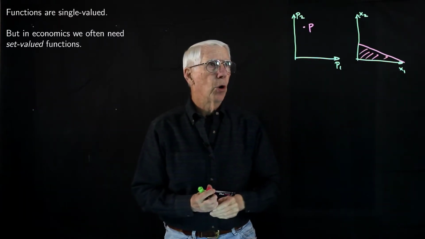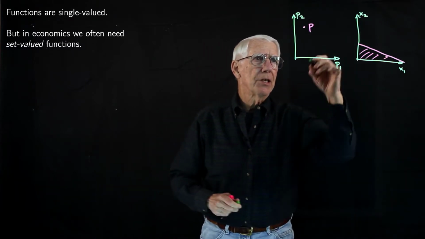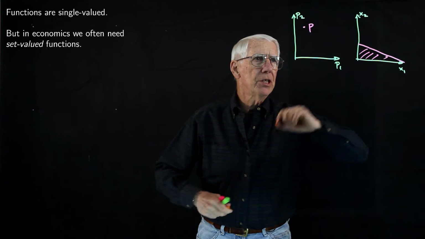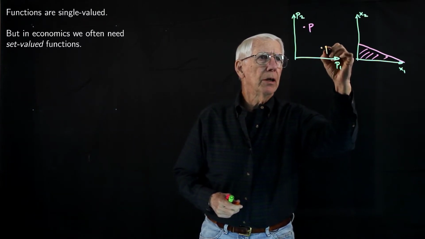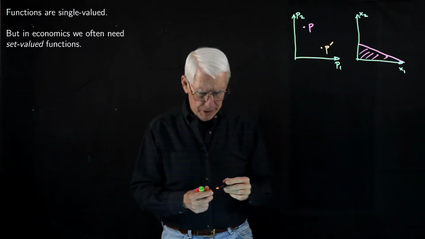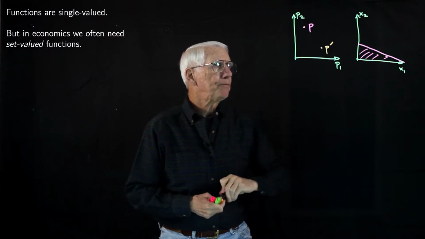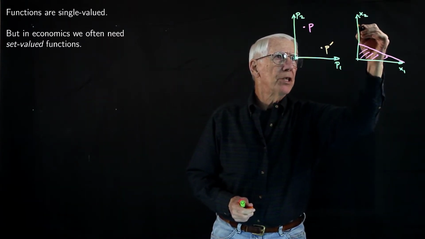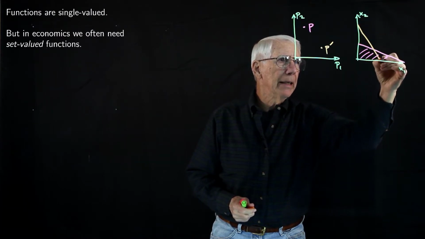And then for a different price list, let's say a price list down here, and I think I want to use a different color for this. Let's use this orange color. Let's call that price list P prime. And here the first price is larger than the second price, so the budget set is going to look something like this.